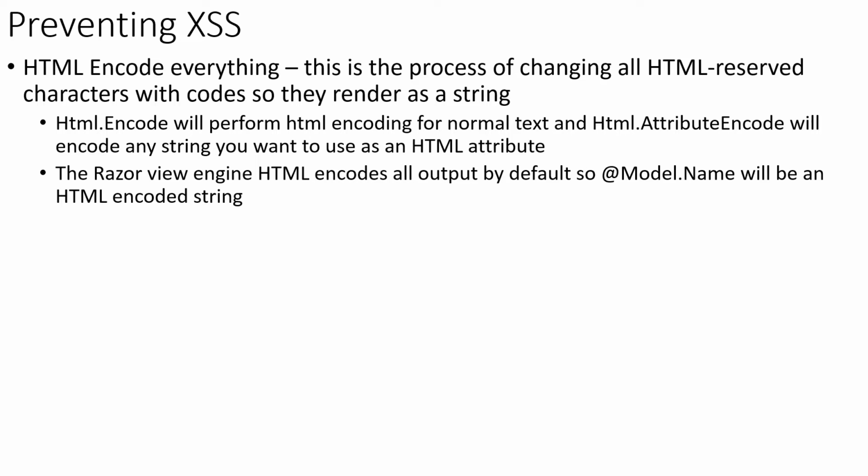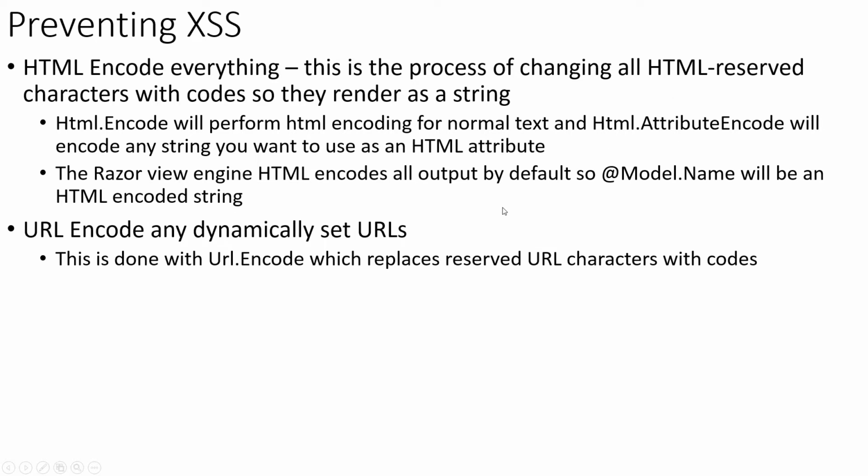For example, you might ask a user to give you a URL to an image, and then your application puts that URL as the source attribute in an image. So you could hide some scripts in that source attribute. That's why you have attribute encode as well. Anything that dynamically sets URLs, you should use URL encoding, which is different to HTML encoding. So there's a URL helper, UrlEncode.